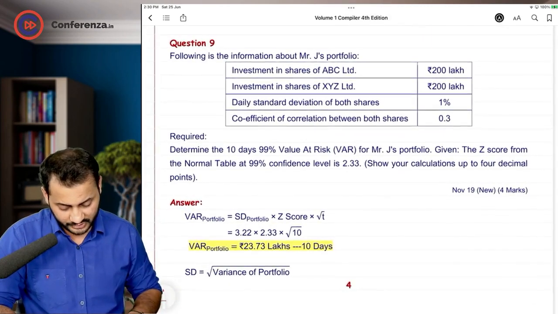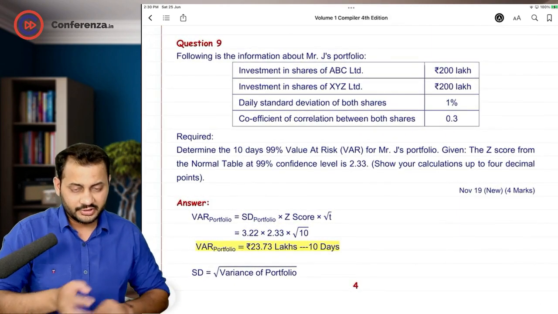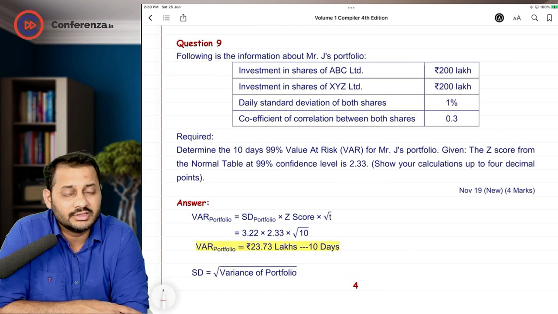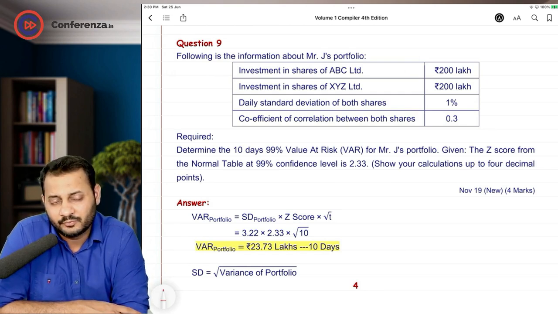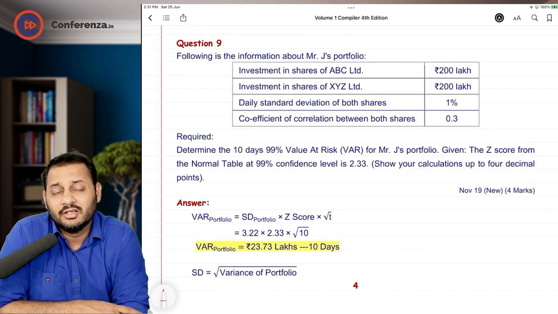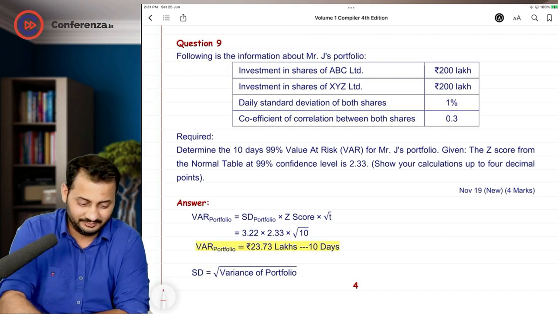Have a look at question number 9. And before starting question number 9, I will have to explain a couple of things related to portfolio variance and portfolio VAR. So let's just take a break of 5 minutes and then I will be back with question number 9, understanding the new concept of portfolio VAR.